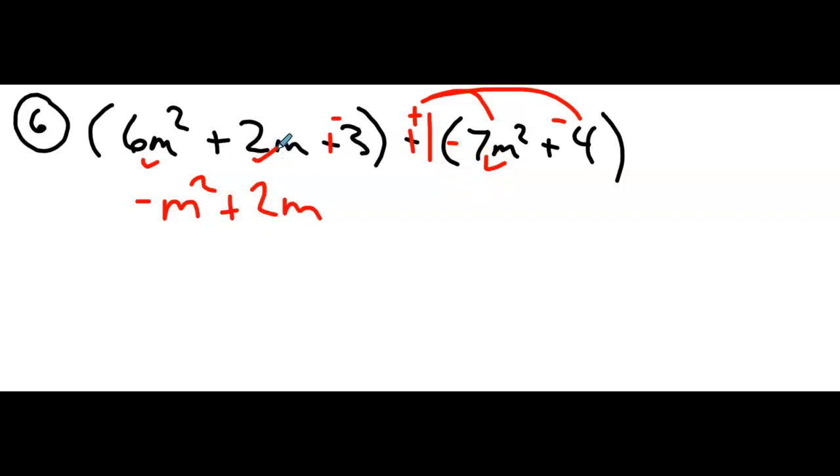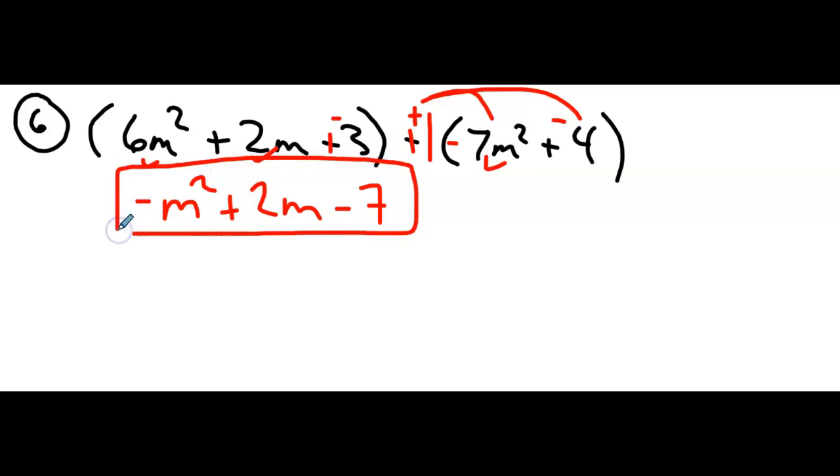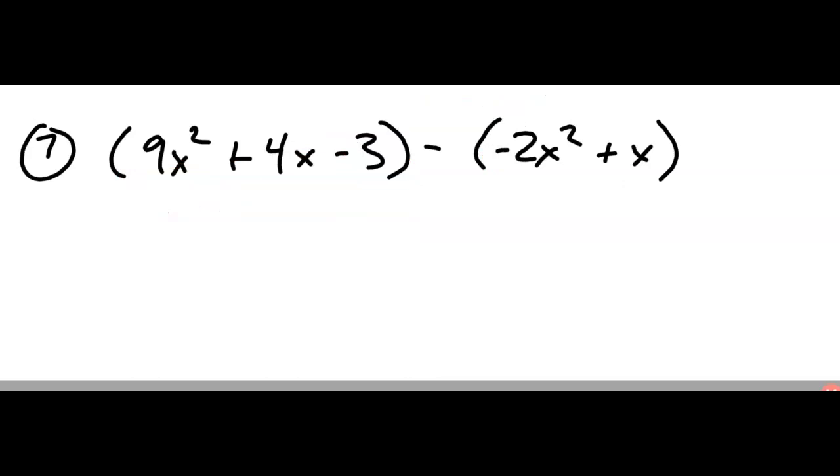Check that off. And now I see a negative 3 plus a negative 4. So we end up with a negative 7. So the resultant sum is negative m squared plus 2m minus 7. Okay, one more time. Why don't you again try this horizontally, leaving them where they're at, but changing all subtraction to adding the opposite. Come back when you're ready.